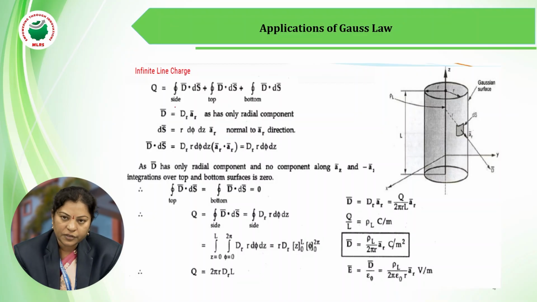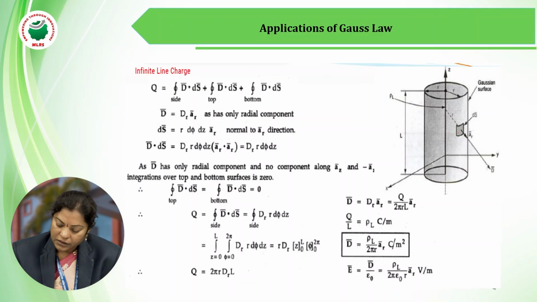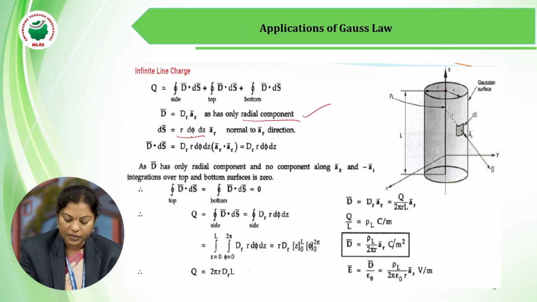So the integral over the side of D dot dS plus the top D dot dS plus the integral over the bottom of D dot dS. D equals Dr into ar, because here the charge is along the radial component only. As we know, the charge is acting on the surface itself, not inside the cylinder. So the top and bottom components are zero, and only the radial component exists here. So dS equals r d phi dz into ar, which is normal to the ar direction.